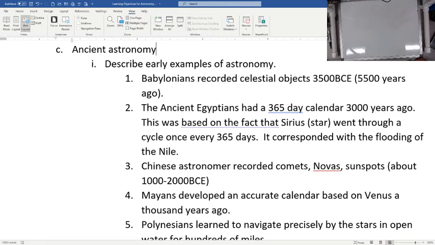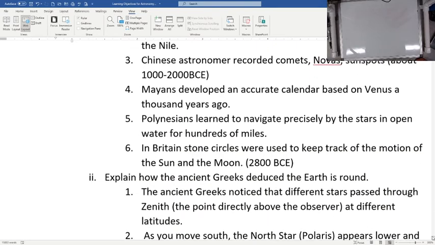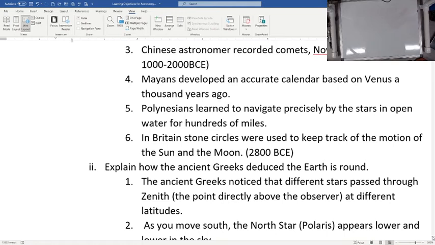Chinese astronomers recorded comets and novas and sunspots 1,000 to 2,000 years BCE, so 3,000 to 4,000 years ago. Mayans developed accurate calendars based on Venus 1,000 years ago. Polynesians learned to navigate precisely by the stars in open water in the oceans. Another just astonishing accomplishment. They could travel for hundreds of miles in open water. In Britain, of course, Stonehenge and other stone circles were used to keep track of the motions of the sun and the moon, and that was 2800 BCE.